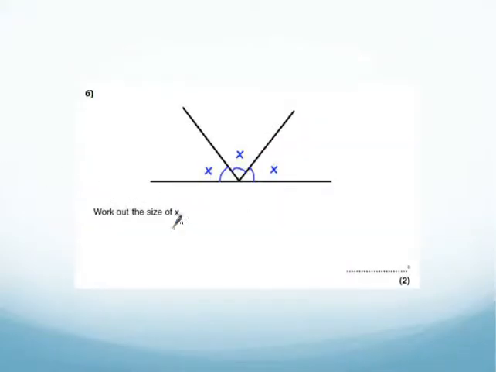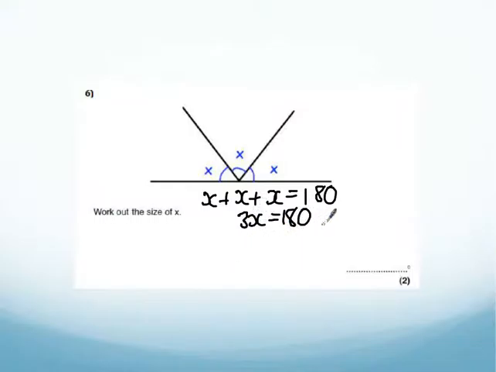Okay, so question 6, work out the size of x. Now what I've got here is three angles. And so I know if I add them up, x plus x plus x, because they're on a straight line they add up to 180. Well, if I add up x plus x plus x, I get 3x equals 180. So what I know now is if I want to find what 1x is worth, I'm going to divide by 3, and 180 divided by 3 is 60 degrees.